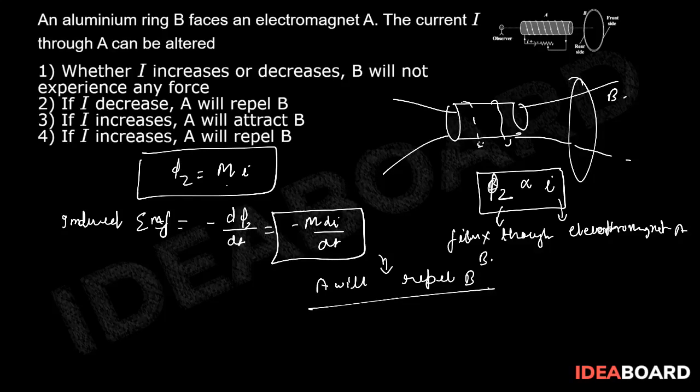So which option is correct? If I increases, then the induced EMF is minus M dI by dt, and dI by dt is positive because I is increasing, so overall the induced EMF is negative, so that will repel B. If I decreases, A will repel B, wrong. If I increases, A will attract B, wrong. If I increases, A will repel B. No force, not possible. So the only correct option is the fourth, right?